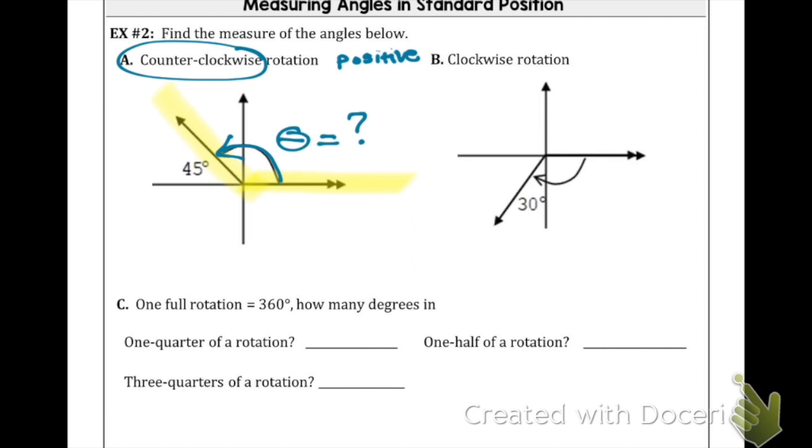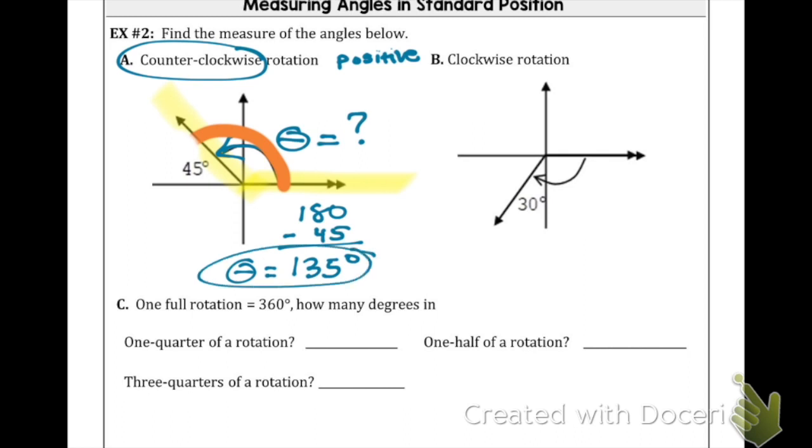So from here to here is 180 degrees. We are eliminating 45 degrees. So to find our angle, we're just going to do 180 minus 45, which leaves us with 135 degrees. So our angle here is equal to 135 degrees.